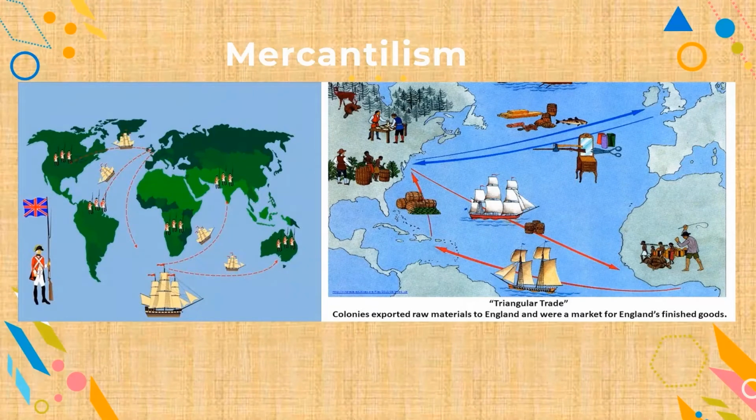Here in mercantilism, the mother country always went to the colony countries to collect the raw materials and bring them back to their own country, produce things in the industry sector, and again take the finished product to the colony countries and force them to buy. Colonies exported raw materials to England and were a market for England's finished goods. That is, they were taking raw material from you, making the products, and again selling it to you.